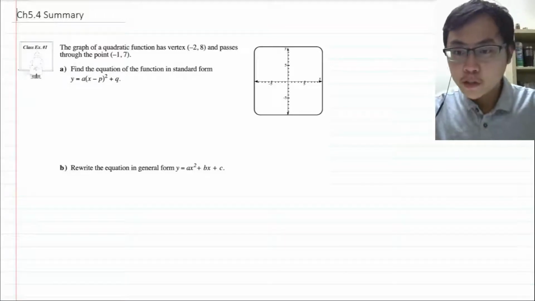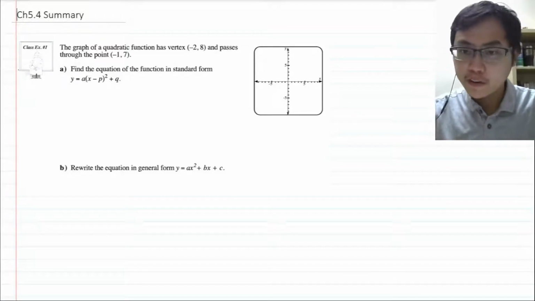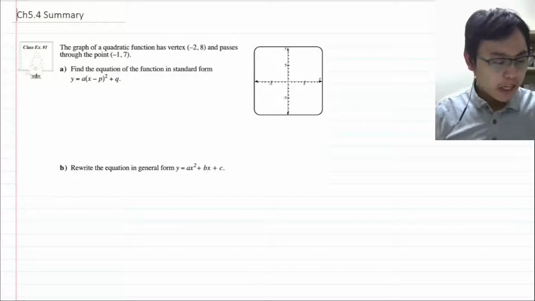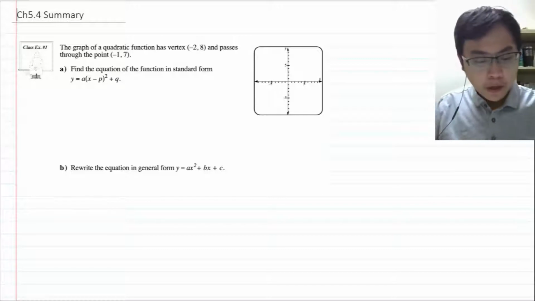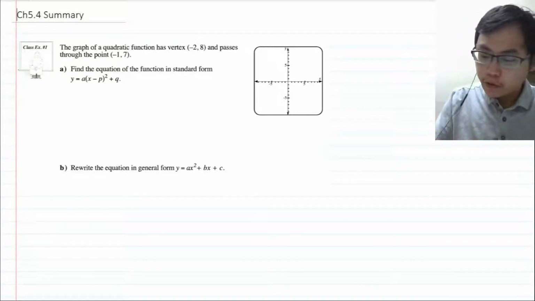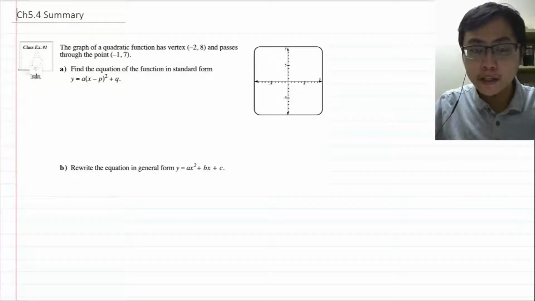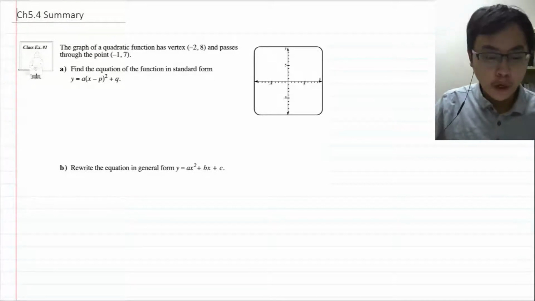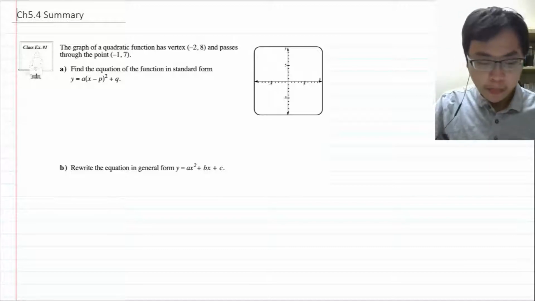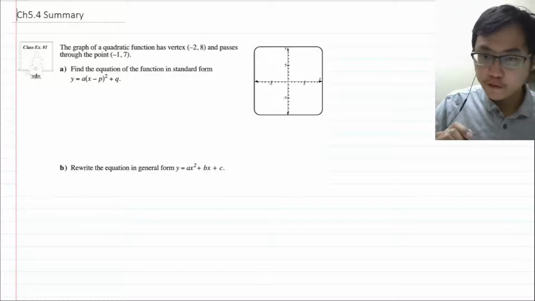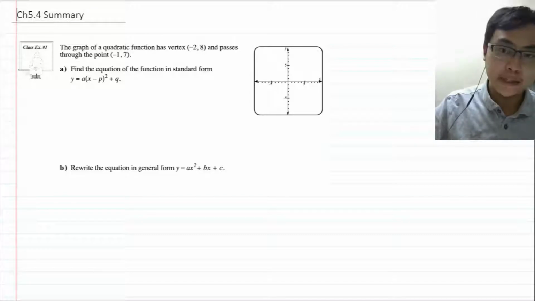Hello, grade 11s. So this video will only be for 5.4. I figured out it would be better to make it more simple. I'm not going to combine any other lessons with this. So what 5.4 is all about is finding the equation of the quadratic equation if you are given the vertex and also a second point.